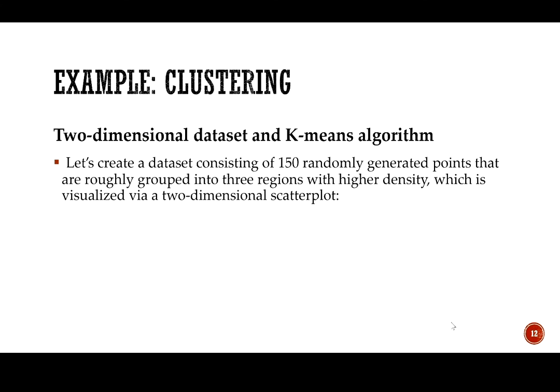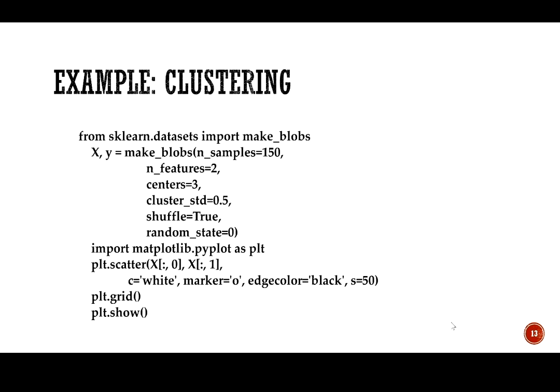Now let's discuss a two-dimensional dataset and the k-means algorithm in an example. We want to create a dataset consisting of 150 randomly generated points that are roughly grouped into 3 regions with higher density, which is visualized via a two-dimensional scatter plot. So we first randomly generate the data and then we visualize it. We show a two-dimensional scatter plot. And as you can see, for k-means, we kind of know they are roughly grouped into 3 regions. For that, we are using one of the data sets under the sklearn library.